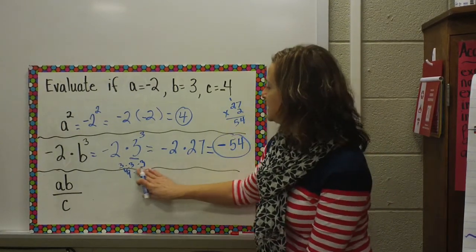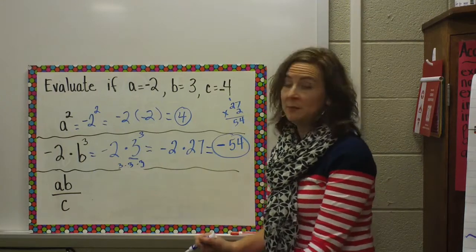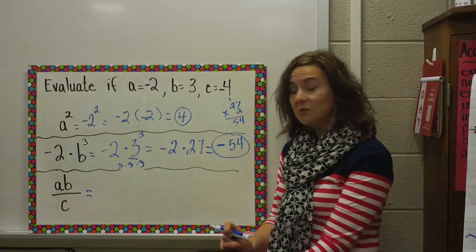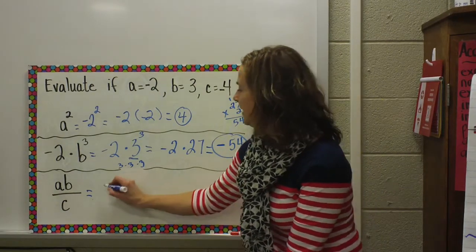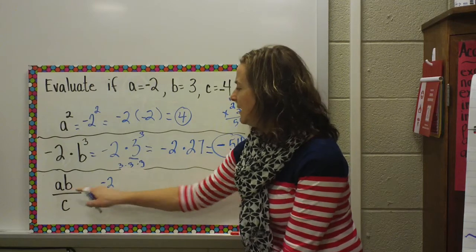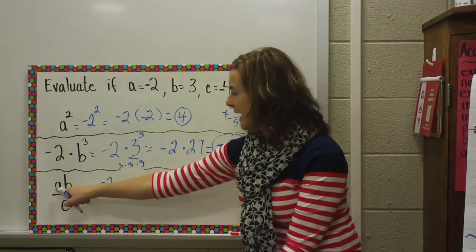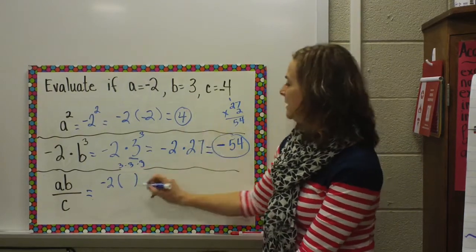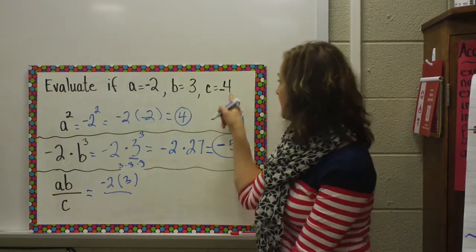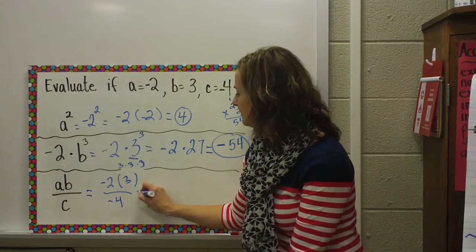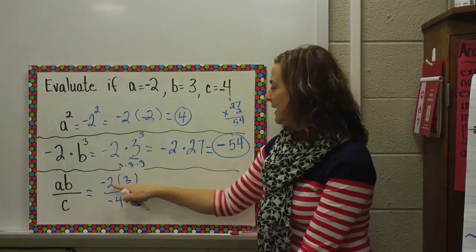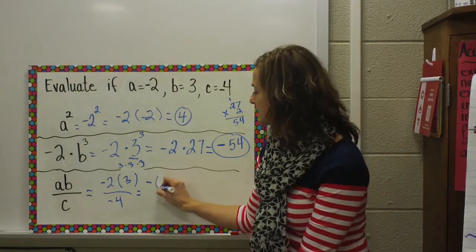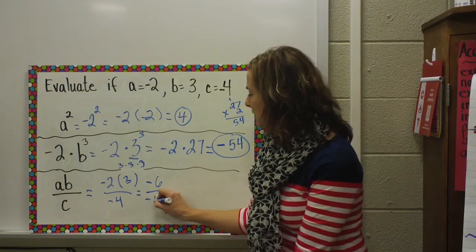The last problem that you see here is a substitution problem that has 3 different variables. So, step 1, substitute for my numbers. A is -2. Now, AB means A times B, so I'm going to put parentheses to show times. B is 3, and C is -4. Okay, I'm going to solve it. -2 times 3, different signs, means it's going to be negative. 2 times 3 is 6, divided by -4.